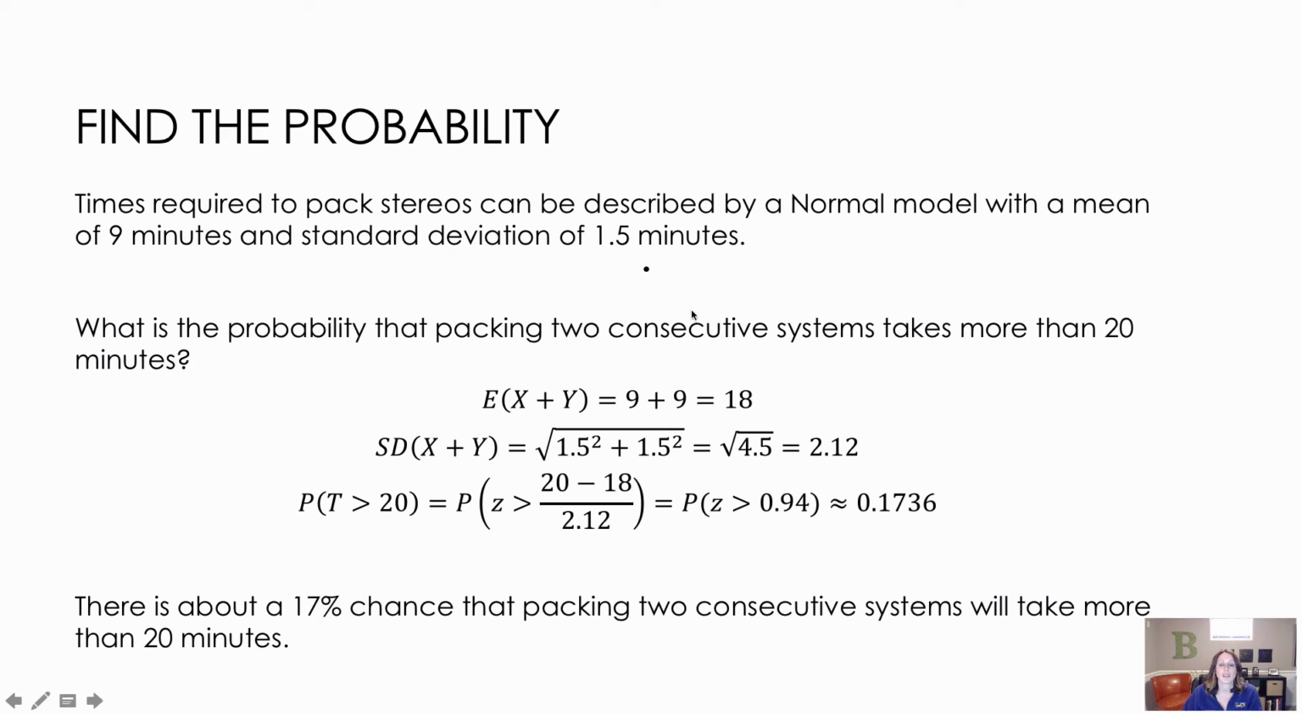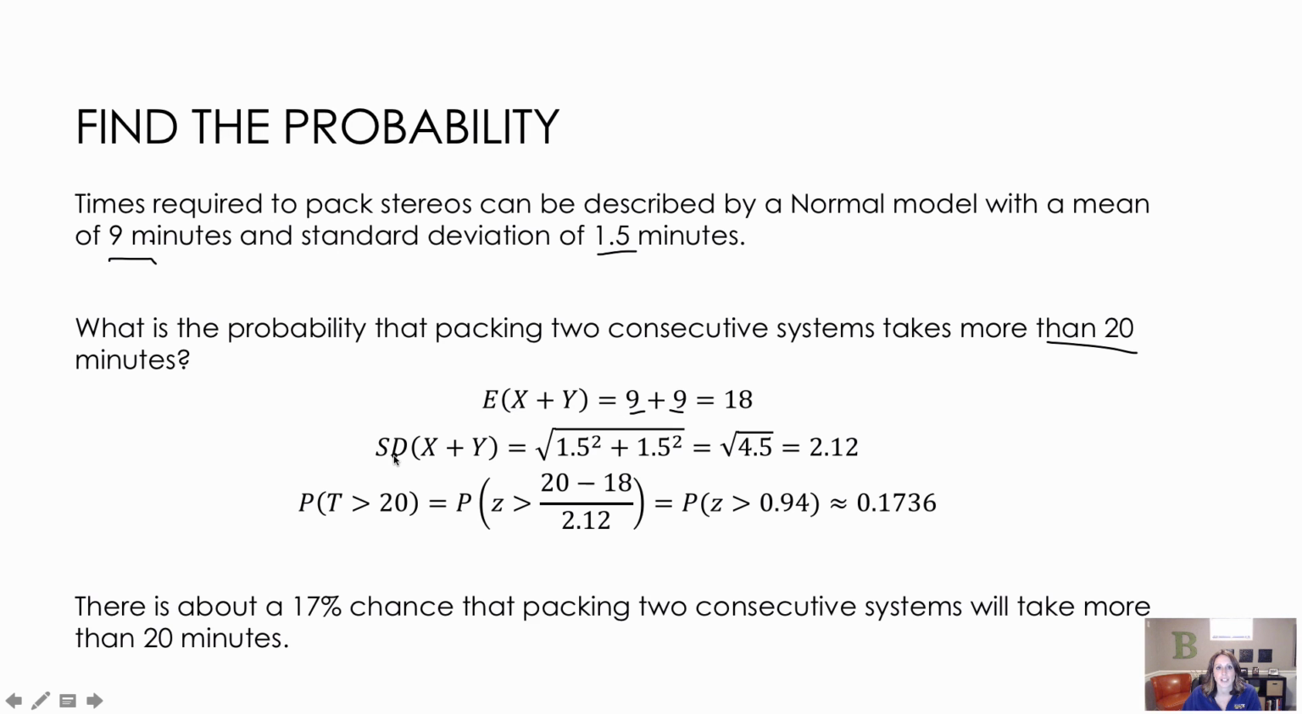Now, just to make sure we understand all of that other stuff that we learned this week about combining random variables. So again, I'm using the times required to pack stereos with the mean of 9 and the standard deviation of 1.5. What's the probability that packing 2 consecutive systems takes more than 20 minutes? So again, now I have a different mean and a different standard deviation. My expected value, which is my mean, is that it takes 9 minutes for each one, which is 18 minutes.